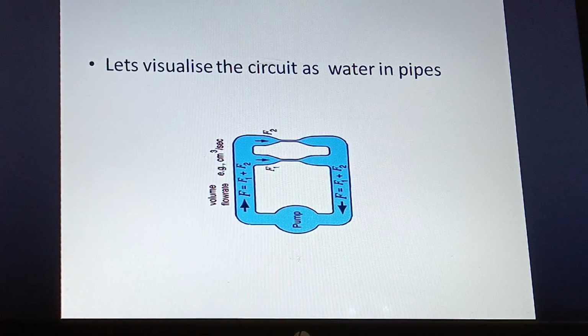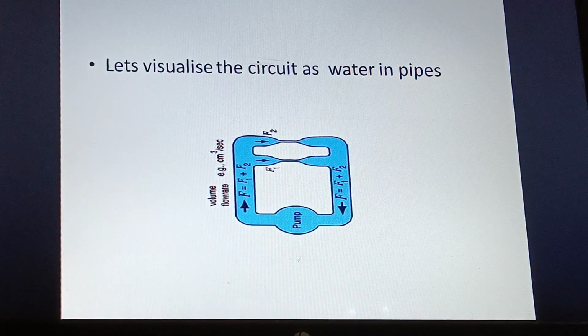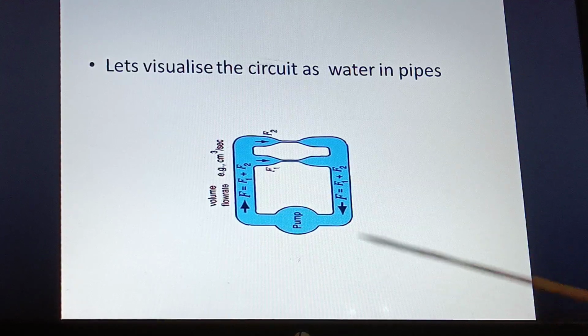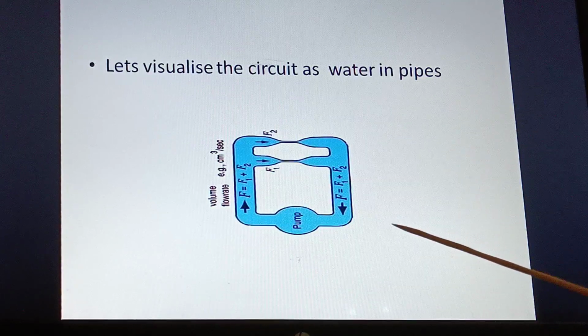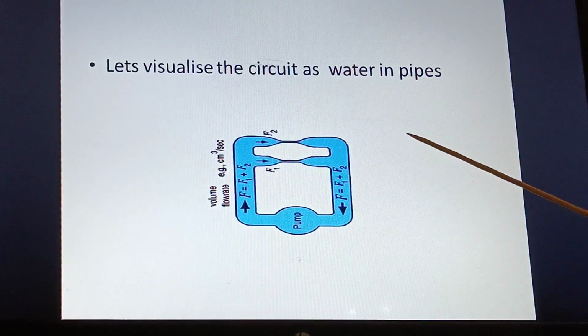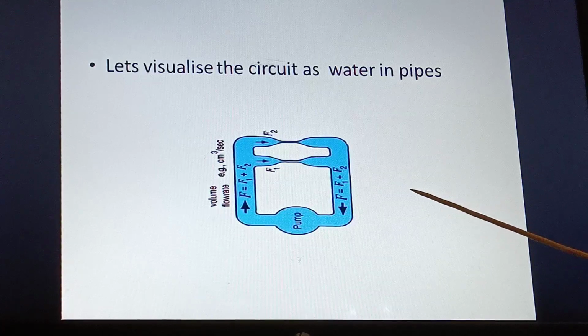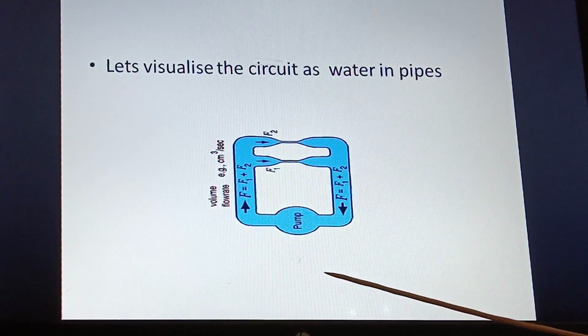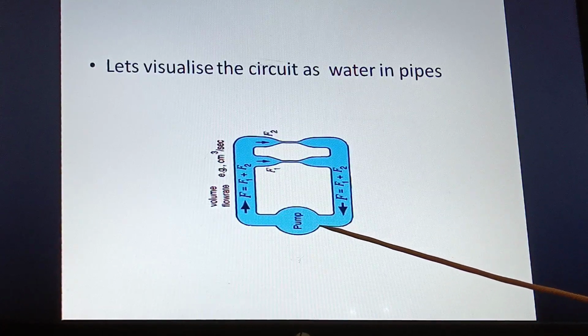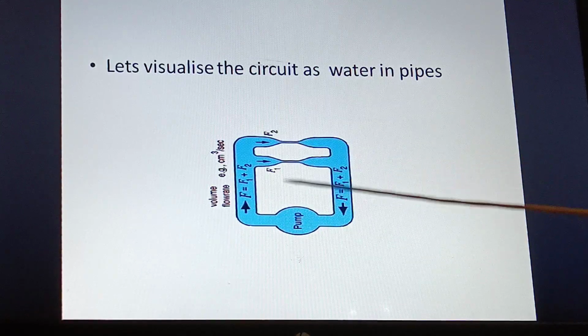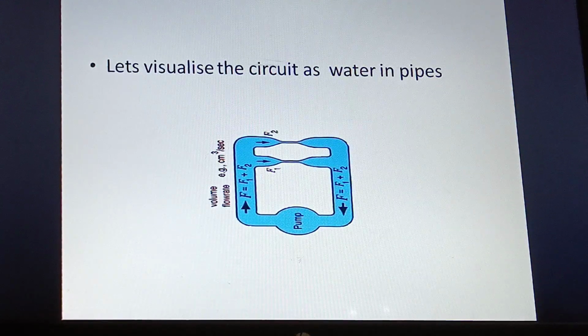Next we'll see about the current. Before that, let's visualize the circuit as water in pipes. This is like a circuit. This example I had given in the previous class, resistance in series, isn't it? Here the pipe we considered as wire, the pump as battery, and the water which flows is the current. And these are the pipe junctions with their resistance.